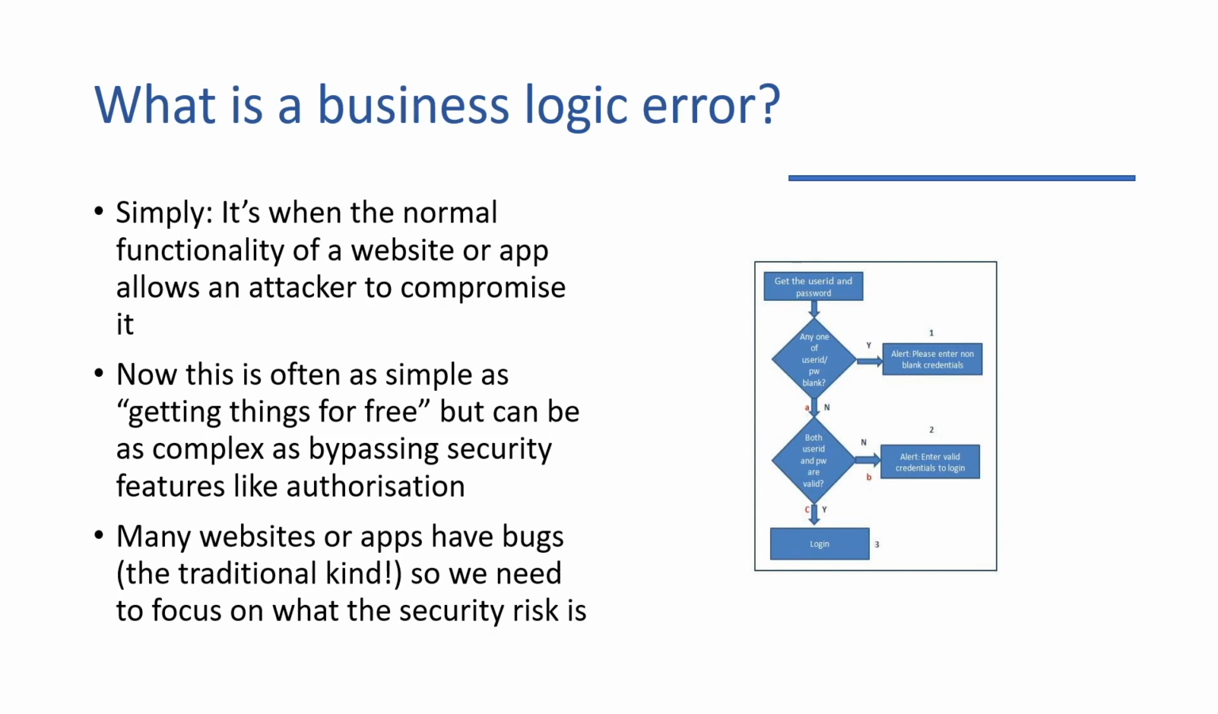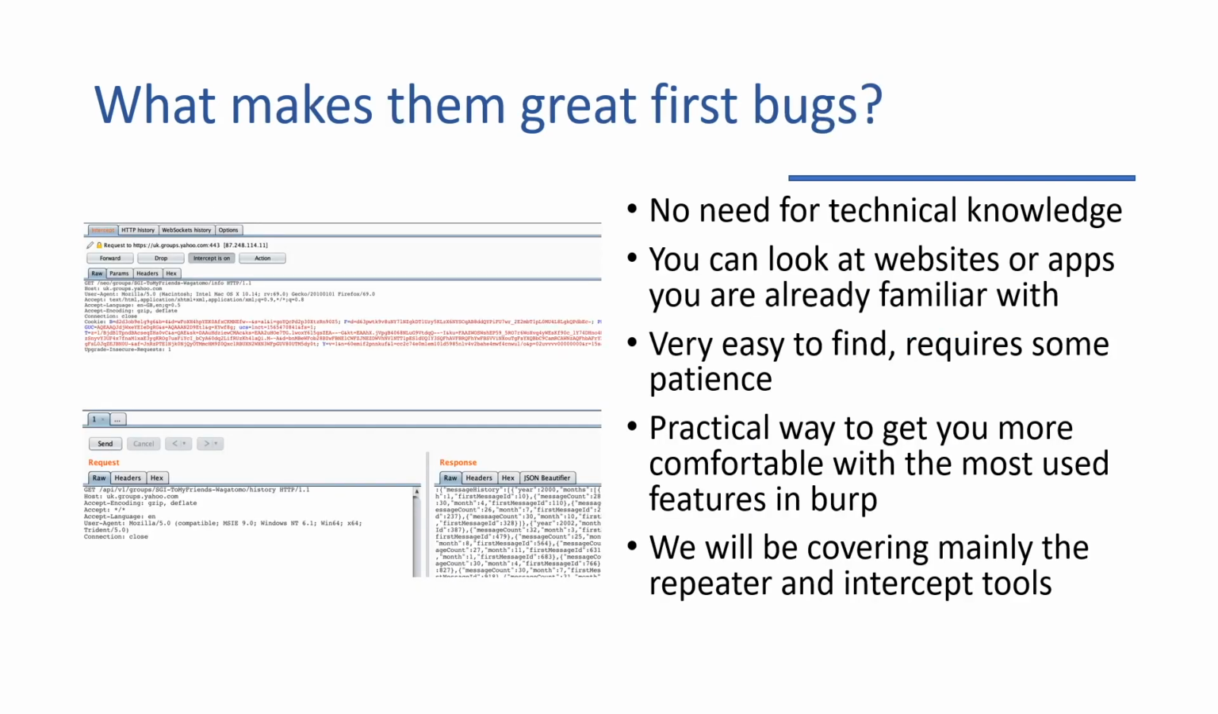So when we look at business logic errors, we're really looking at oversights in the application. Many websites or apps have traditional bugs, as in software bugs, where a developer hasn't fixed something correctly. So we really have to focus on what the security risk is. The hard part is really finding that impact. But let's not worry too much.